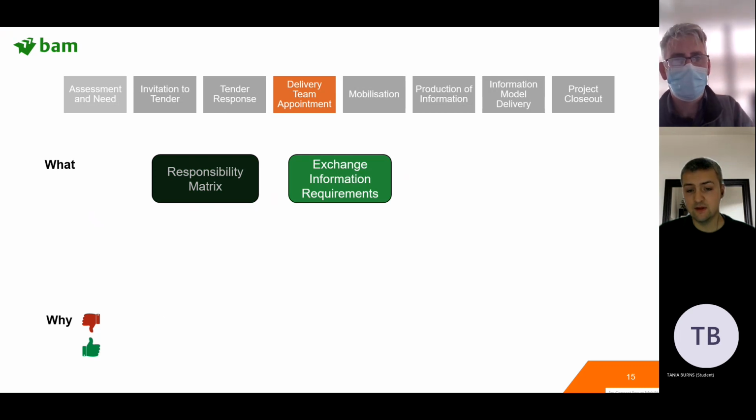Another step that we carry out here is, as you saw earlier with the schedule of information requirements, where we allocate those requirements down to our supply chain. So the requirements cascade down to the right person. The client just assigns it to the contractor, to BAM. It's up to us to reallocate that to the person who's actually going to do it.